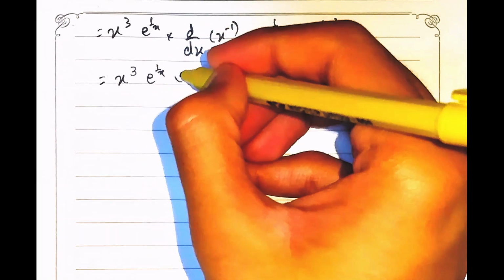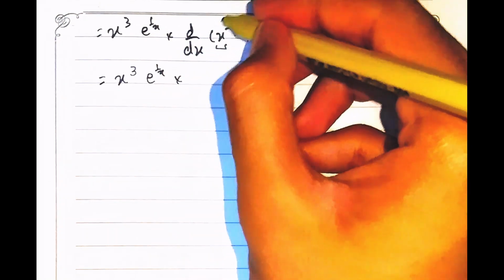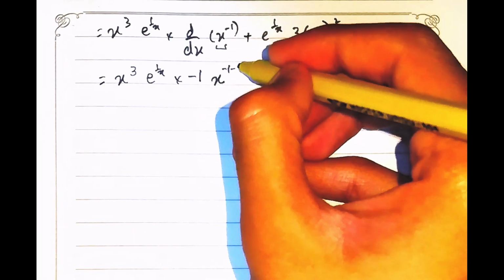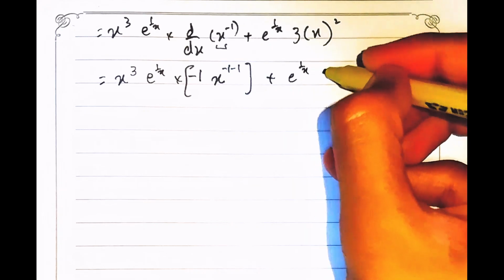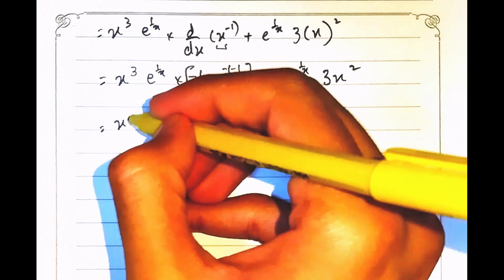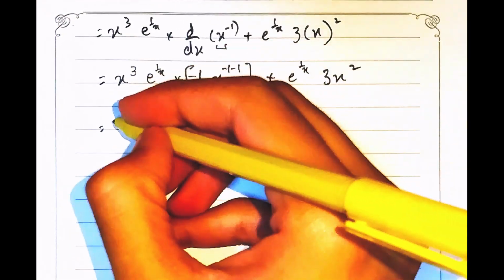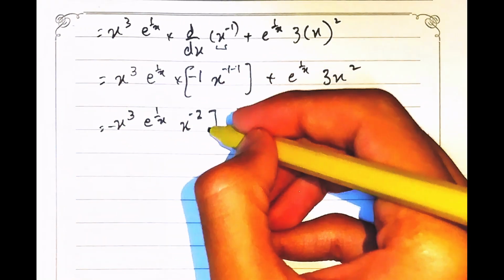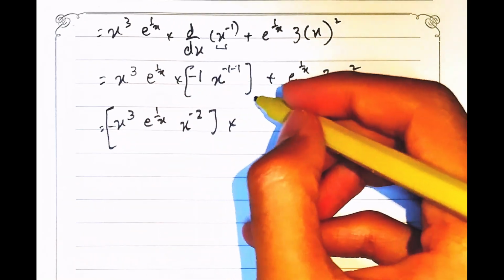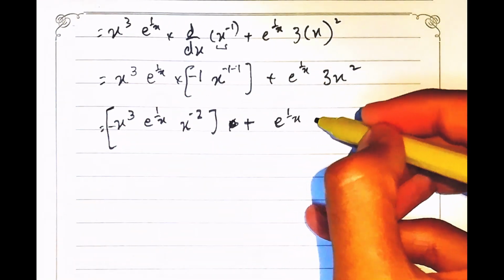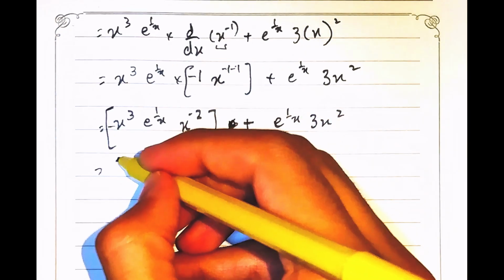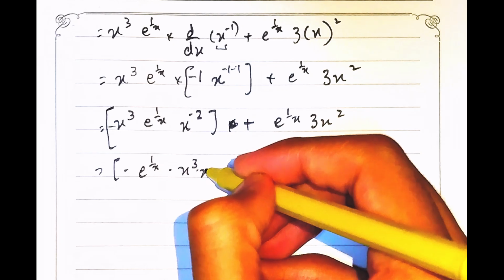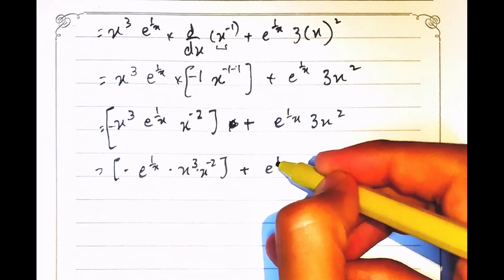e^(1/x) multiplied by the function as it is, then the power minus 1, plus e^(1/x) times 3x^2. Then we have x^3 e^(1/x). Let me separate this negative sign right over here. Then we have x^(−1), which gives us x^(−2). So this term is separated; let me put a bracket around it, e^(1/x) times 3x^2. Let me write it in this form: negative e^(1/x) times x^3 times x^(−2), plus e^(1/x) times 3x^2.